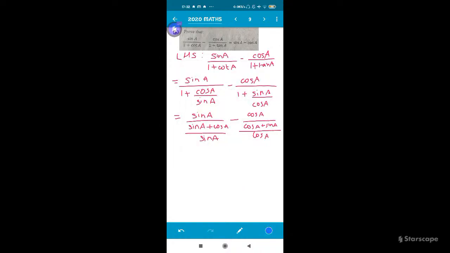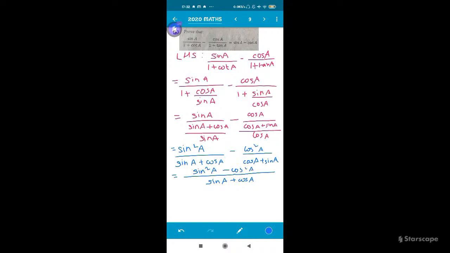So this sine A will go to this sine A and they will get multiplied, and this cos A will also go back to this cos A and they will also get multiplied. So we have sine square A divided by sine A plus cos A minus cos square A divided by cos A plus sine A. So we can bring it under a single fraction bar. So we will have sine A plus cos A, and in the numerator we will have sine square A minus cos square A.